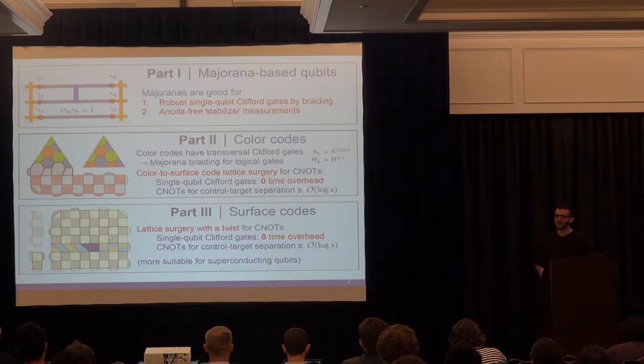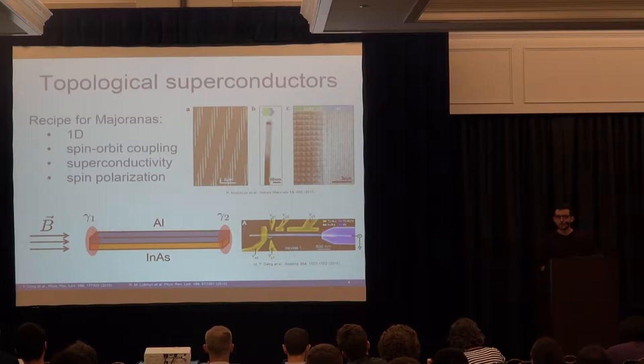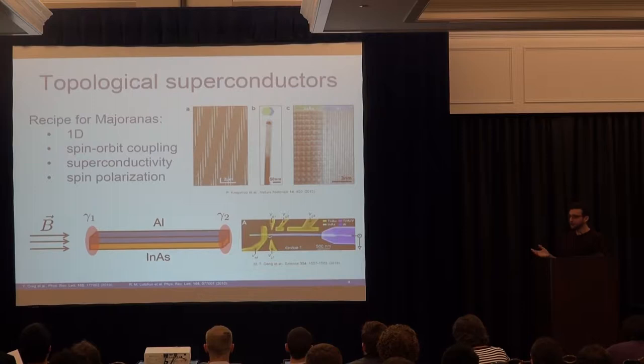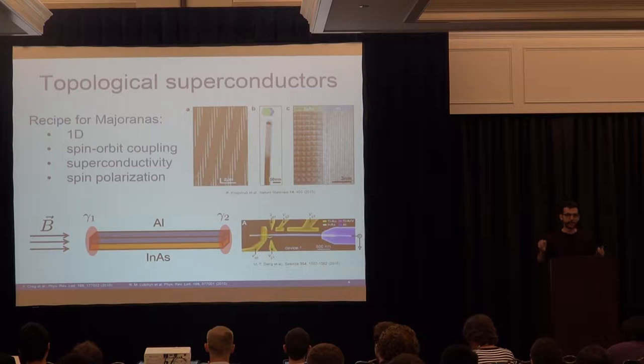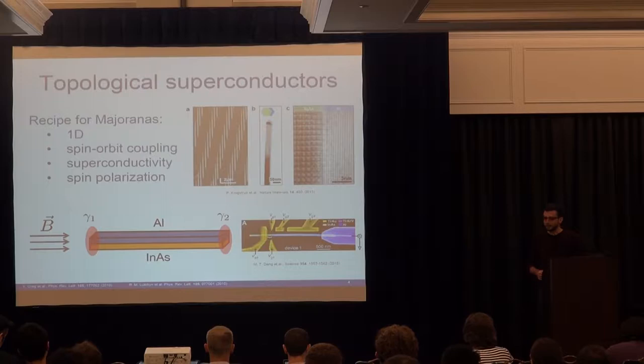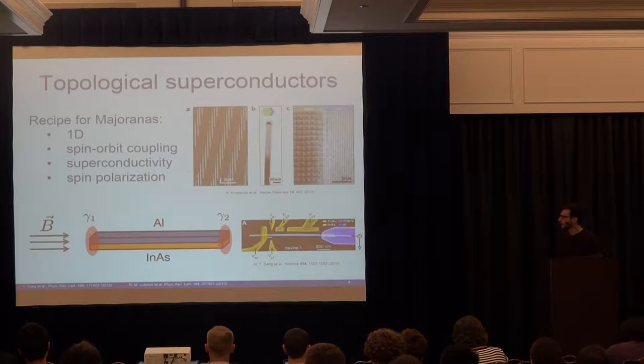So the first thing you want to do when building a Majorana qubit is get Majoranas. And it turns out there's a very simple recipe to build a one-dimensional system with Majorana zero modes as edge states, so Majorana zero modes at the end of it. Basically implementing the Kitaev chain in a physical system or building a topological superconductor. And the recipe has 4 ingredients. You need 1D, spin orbit coupling, superconductivity, and spin polarization.